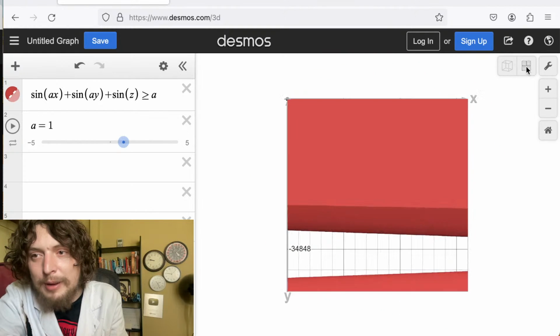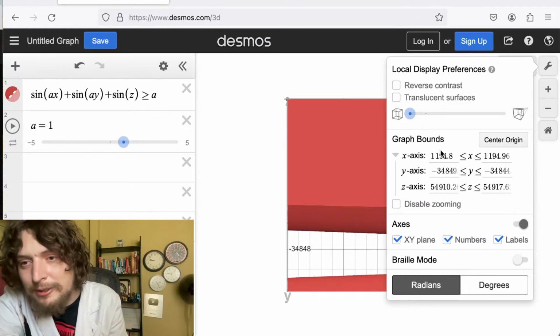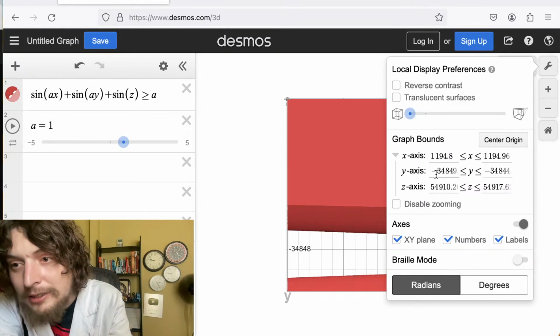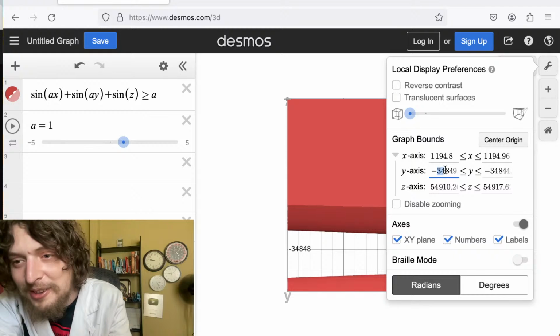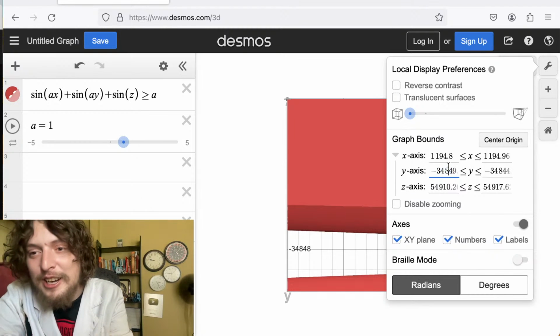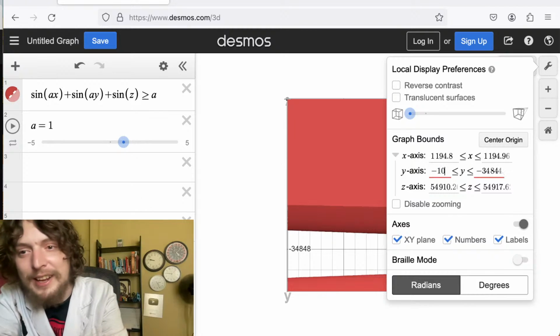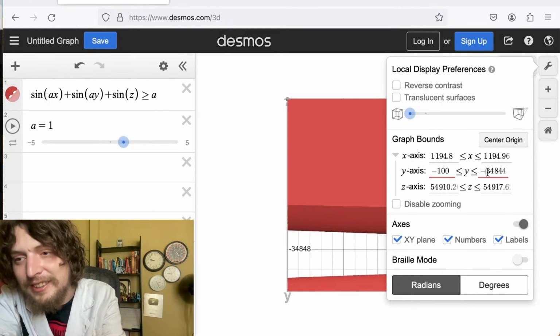Maybe that's because of the parameters I set. Graph bounds. Yeah, that is maybe why. The number 34,000's in here. Look, 34,844. That actually might be why. Okay, we're going to set all of them to just like negative 100 to 100.